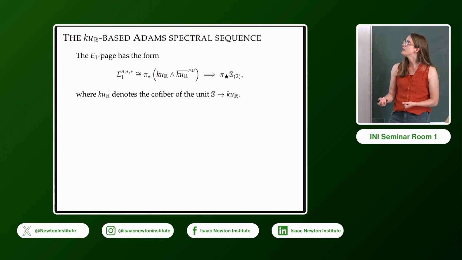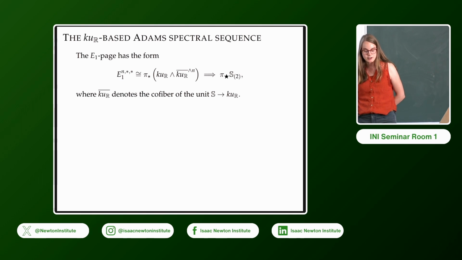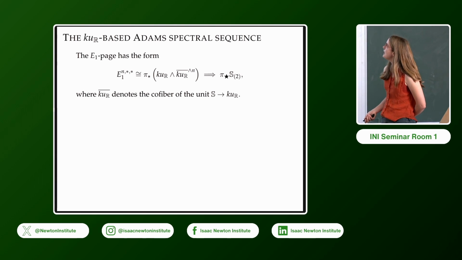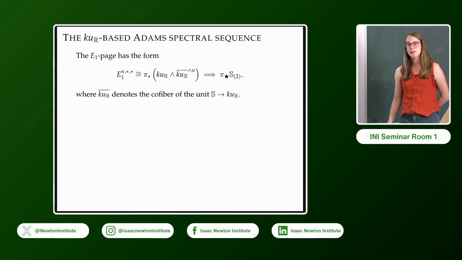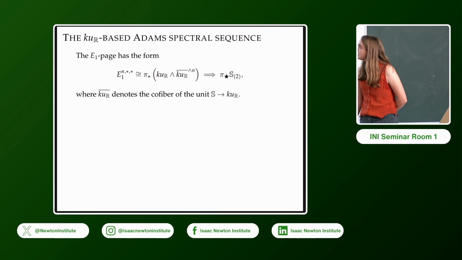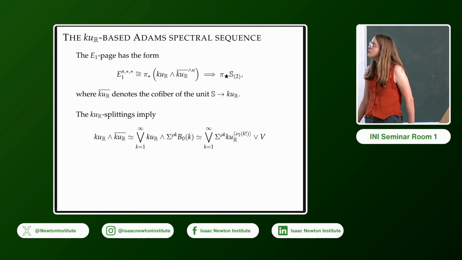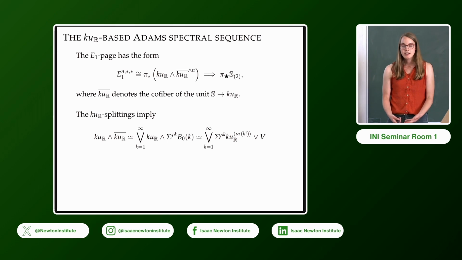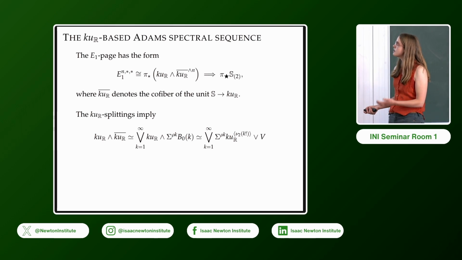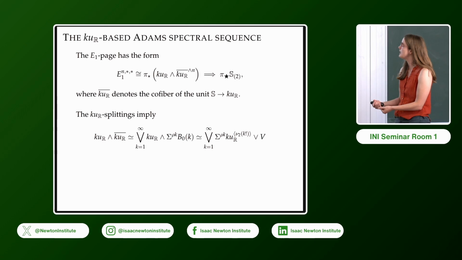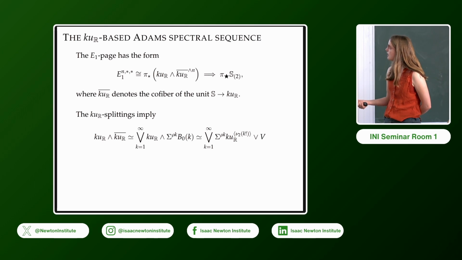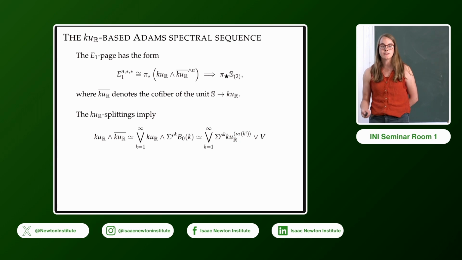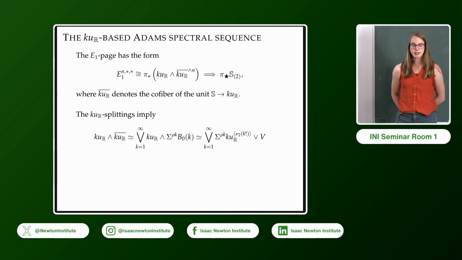So to give an introduction in that direction, and this also appears in a current preprint, if we wanted to start computing the KUR-based Adams spectral sequence, the E1 page has a form where we're taking homotopy of KUR smashed with the cofiber of the unit from the sphere spectrum into KUR. And so what the KUR splittings imply is that we get a really explicit description of the E1 page in terms of smash of KUR with suspensions of the C2 equivariant Brown-Gettler spectra.